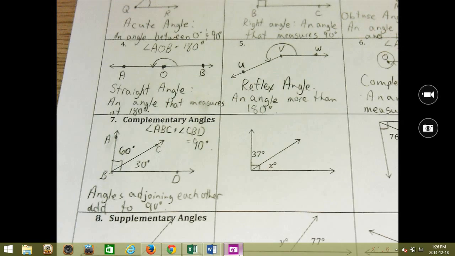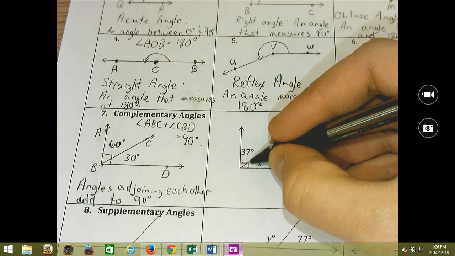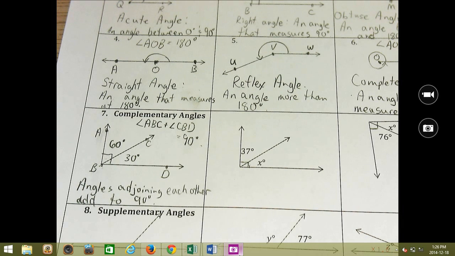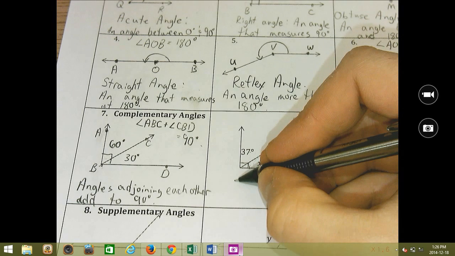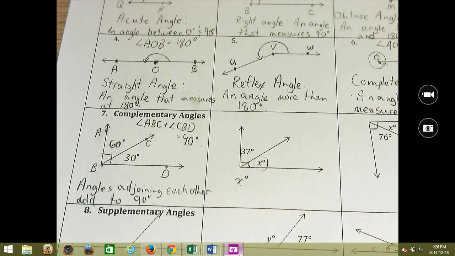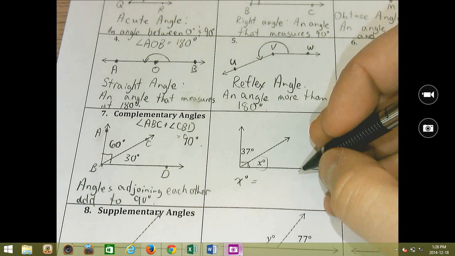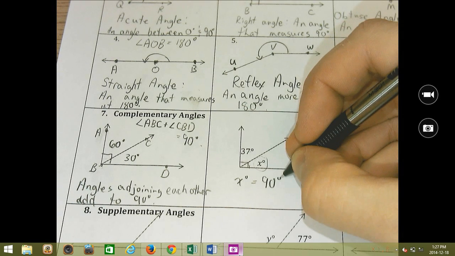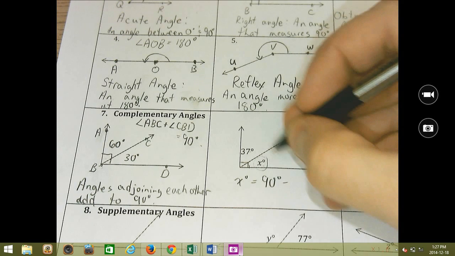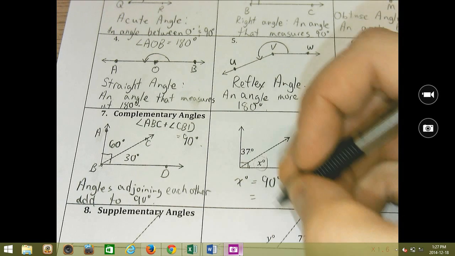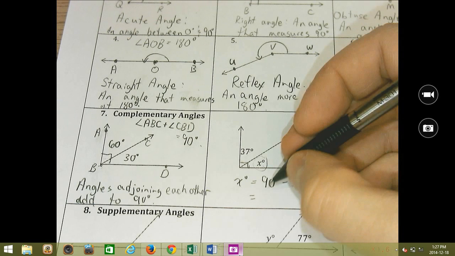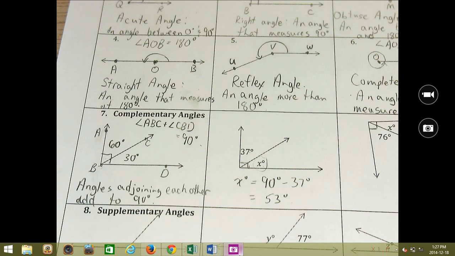Once again, I'm going to be looking at a complementary angle. And what's given in this case is I have 37 degrees, and I want to find this value of x. So I would solve it as x degrees equals 90 minus the 37, and what I get is 53 degrees.